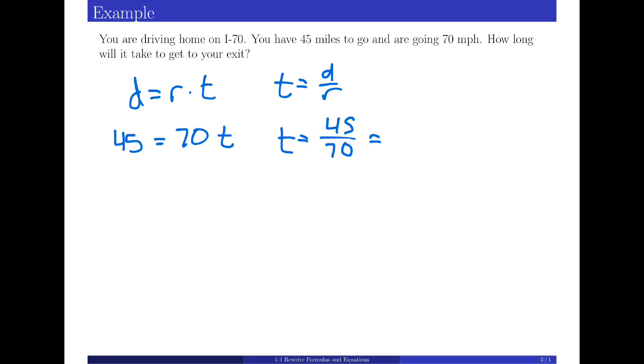And if we do 45 divided by 70, that gets us 0.643 hours. If we multiply that by 60 to get how many minutes that would be, that's going to be roughly 38.6 minutes. But again, what we're looking at here is we could rearrange that formula beforehand to make things a little bit simpler when we plug in.